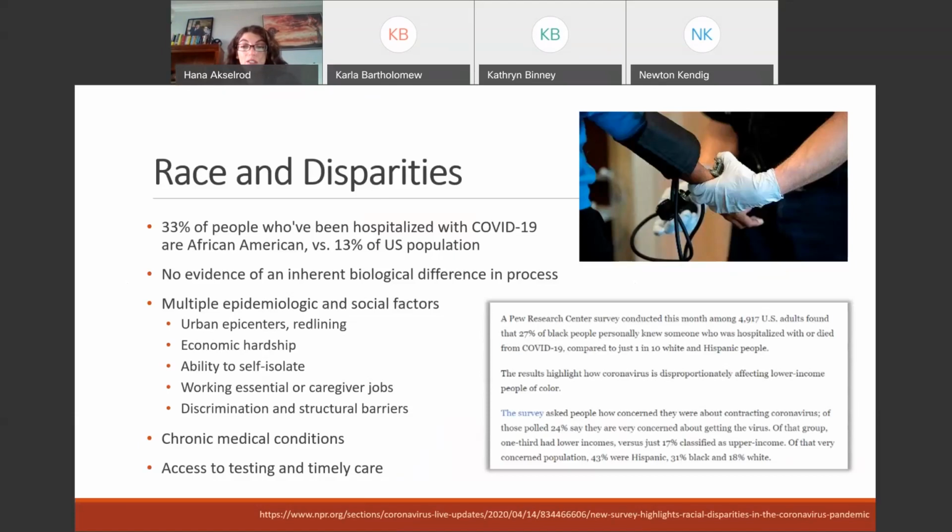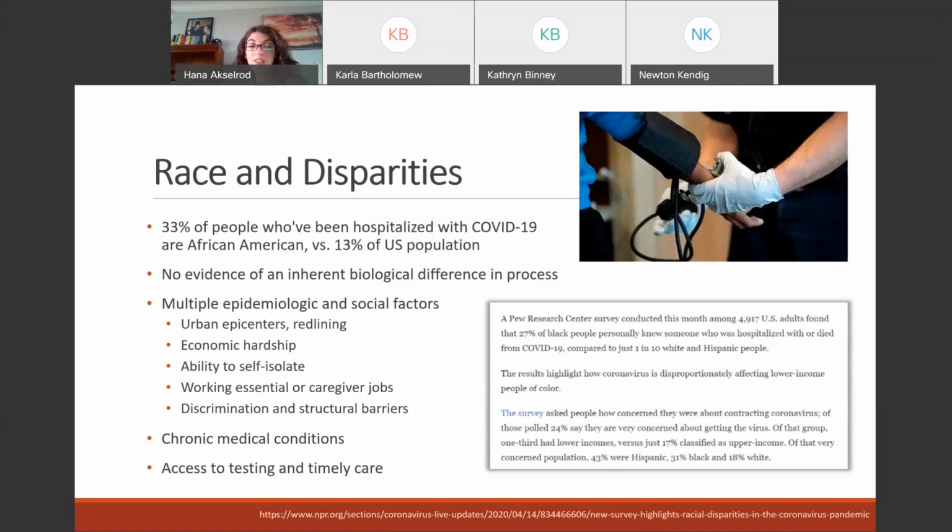There are much more dramatic and obvious explanations for what we're seeing, which is that people who live in urban centers with highly concentrated areas that have been populated differently according to different laws and practices over time, have different levels of economic hardship and limited ability to self-isolate if people are living in small apartments or multifamily households, people who work in essential jobs or caregiver jobs, and people who already face discrimination and structural barriers to achieving good health. This is before we even get to the unequally distributed concentration of chronic medical conditions in our country.